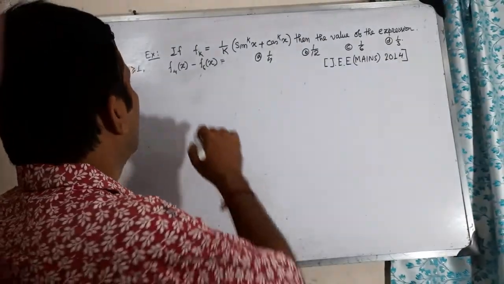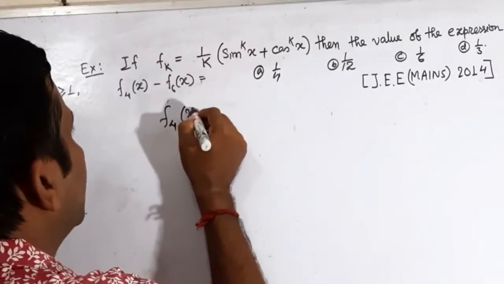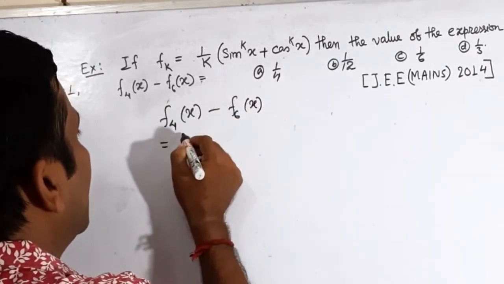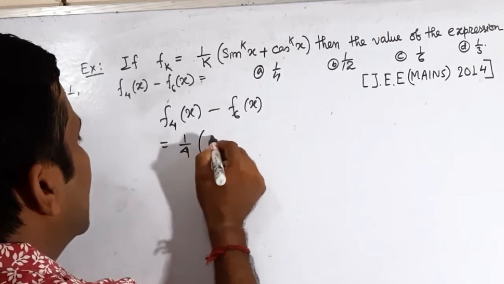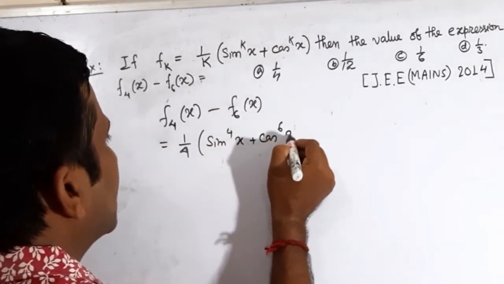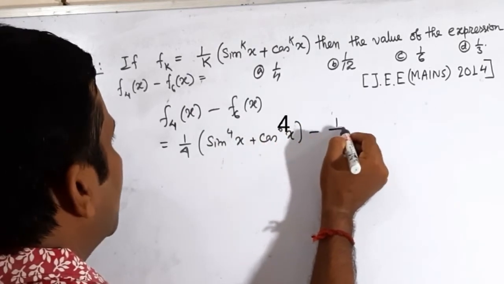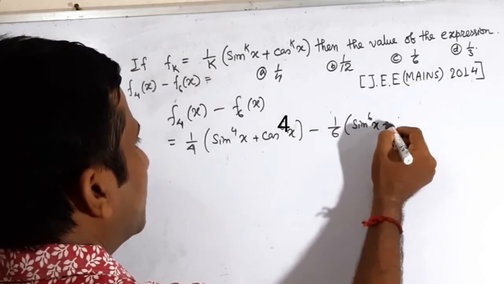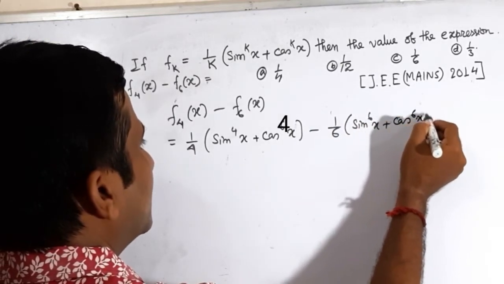The problem is f of 4x minus f of 6x. That means 1 by 4 (sin to the power 4x plus cos to the power 4x) minus 1 by 6 (sin to the power 6x plus cos to the power 6x).